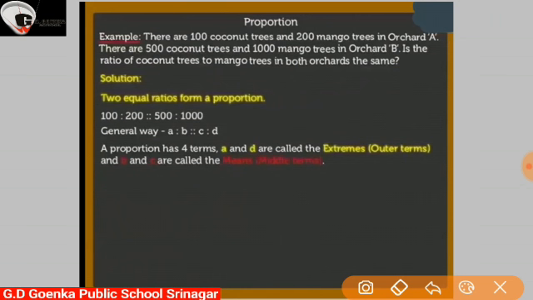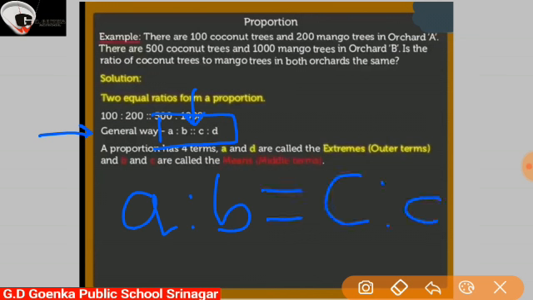Then what is the general way of writing it? We write it as A is to B is as C is to D. This symbol is read as "is as". A is to B is as C is to D. And in place of this symbol, we can put an equality sign as well. Like this, A is to B is equal to C is to D, because the two ratios are equal when they are in proportion.